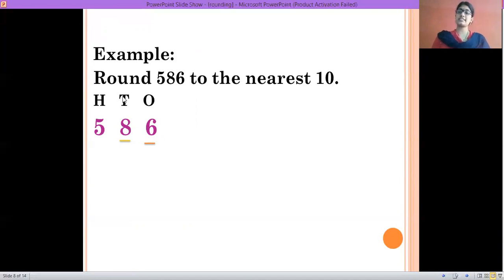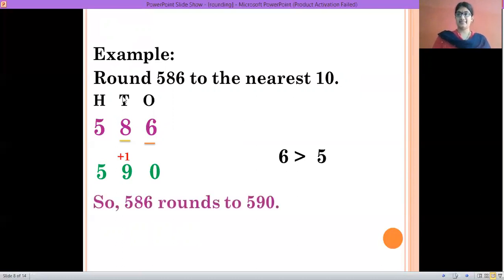Now tell me, children, is 6 less than 5, 5, or more than 5? 6 is greater than 5. So what are we going to do? We'll add 1 to our rounding digit. So we get 8 plus 1 is 9. And what we'll do to the ones digit, that is the digit in the ones place, we'll replace it with 0. Then what about the digit to the left of our rounding digit? We'll write it the same. So what's the answer for rounding 586 to the nearest 10? It is 590.